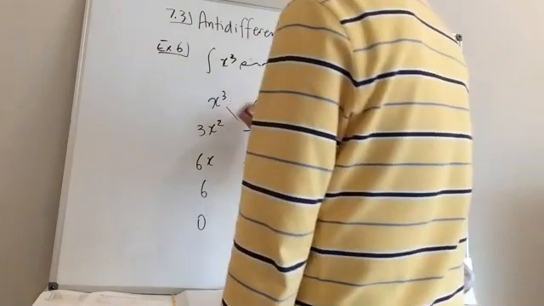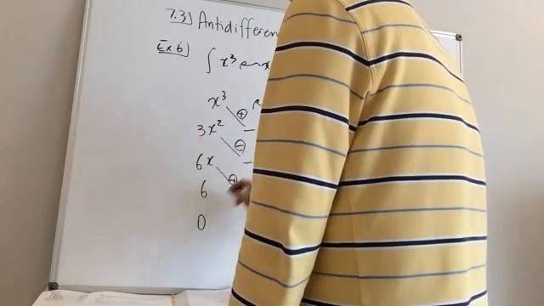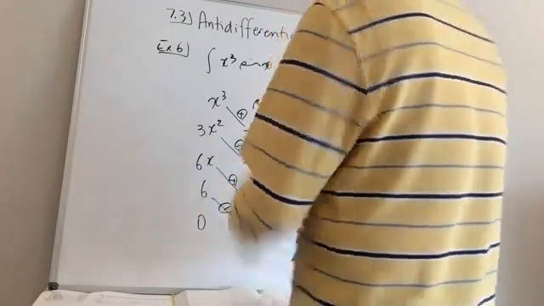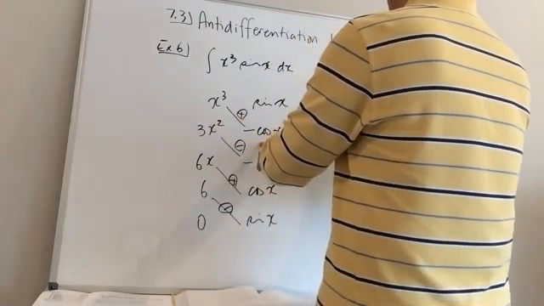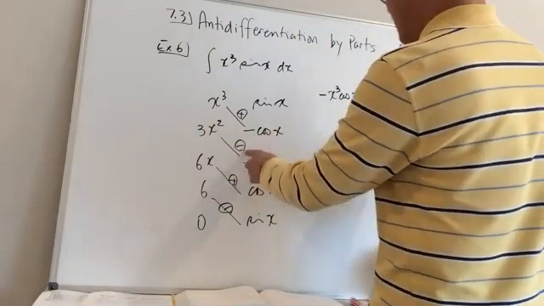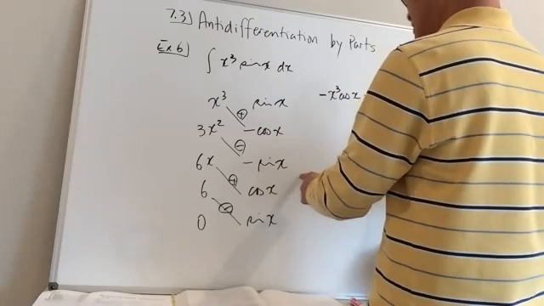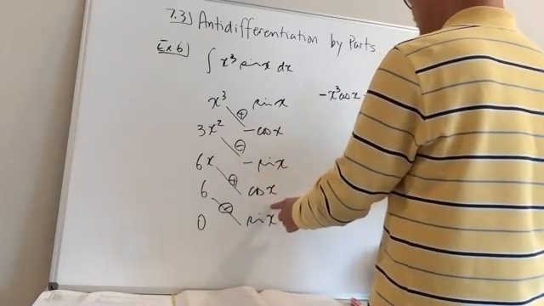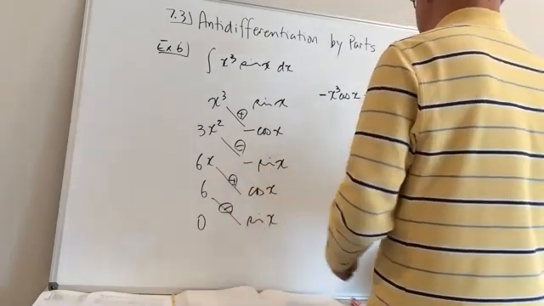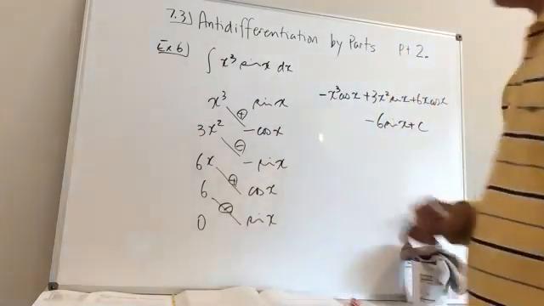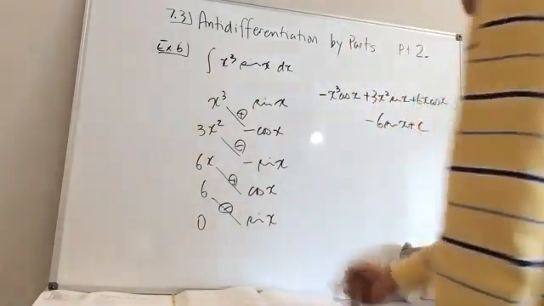So now I'm going to go like this, positive, negative, positive, negative. I get this guy, so it's going to be negative x cubed cosine x. The negatives cancel out, so I get plus 3x squared sine x plus 6x cosine x minus 6 sine x plus c. Make sure I got that right. It looks like we're good.